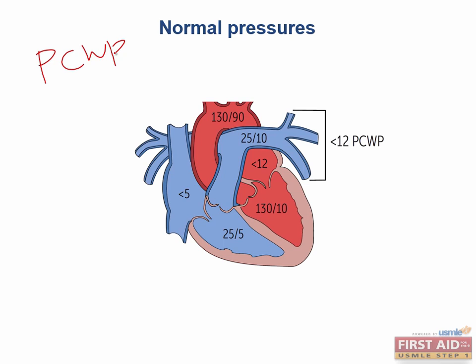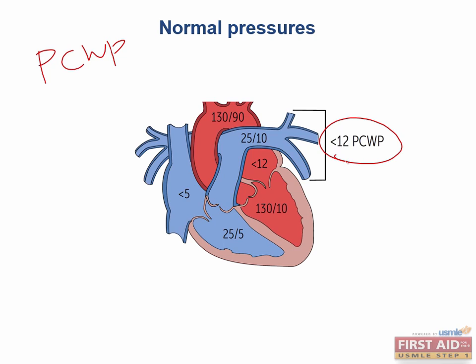Remember, we just wedged the tip of the Swan-Ganz catheter in a pulmonary capillary of the artery. So the expected range of the pulmonary capillary wedge pressure should be below 12. It directly reflects the pressure of the left atrium because the pulmonary artery capillaries are considered a continuous vessel with the pulmonary vein. So the pulmonary vein drains into the left atrium, so this is a great way for us to measure pressure in it, right?